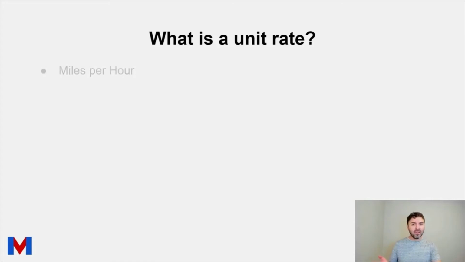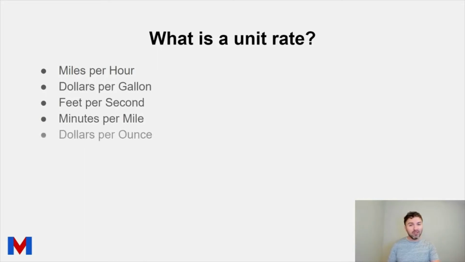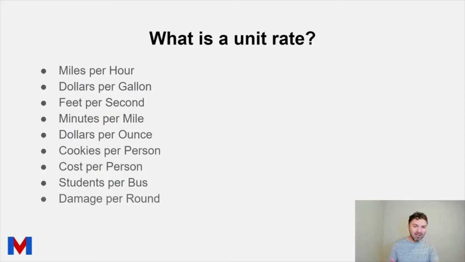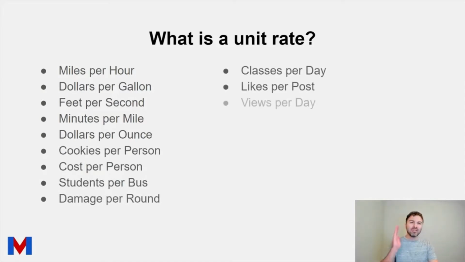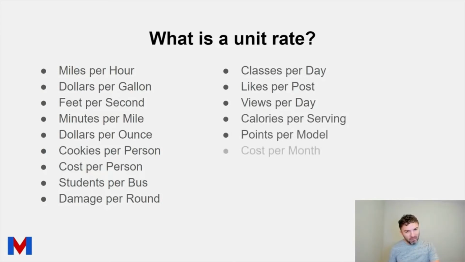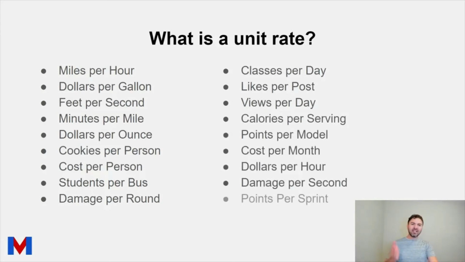All right, the unit rates examples are miles per hour, dollars per gallon, feet per second, minutes per mile, dollars per ounce, cookies per person, cost per person, students per bus, damage per round, classes per day, likes per post, views per day, calories per serving, points per model, cost per month, dollars per hour, damage per second, and points per sprint. It's exhausting to say, but it's not an exhaustive list of unit rates that you'll come across. Okay? So, just examples of where you see these now and where you'll see these in the future in your life. All right? Unit rates, they don't go away.